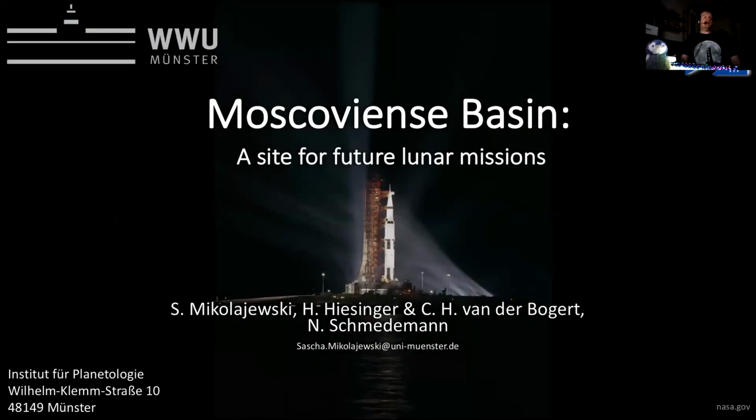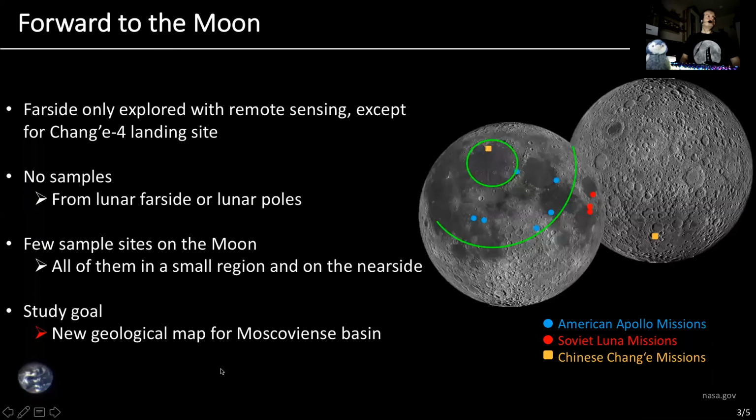So I will show you Moscoviense Basin as a site for future lunar missions, and we move on to the next slide, please. The far side has only been explored with remote sensing, except the Chang'e 4 landing site, which lies in the South Pole-Aitken basin. Therefore, we have no samples from the lunar far side or lunar poles, which is quite difficult.